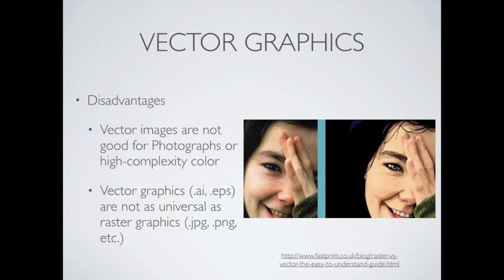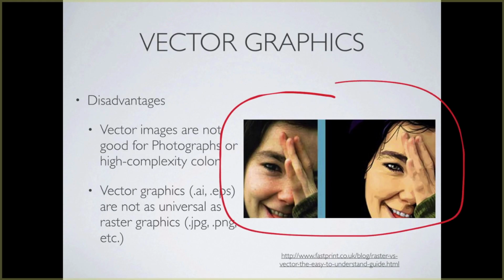The disadvantages, however, vector images are not good for photographs or images with high complexity color. And I like this example on the right side here because I think it really illustrates my point. So this one is the photograph itself. And you can see there's a lot of nice color ranges, especially like in the cheeks here, or along the fingers. There's little subtle color ranges, and we can see all the definition of the fingers.